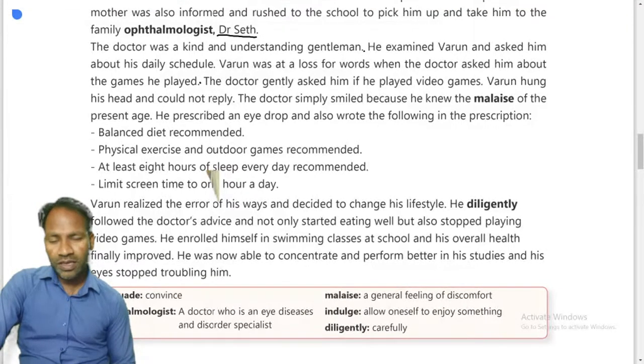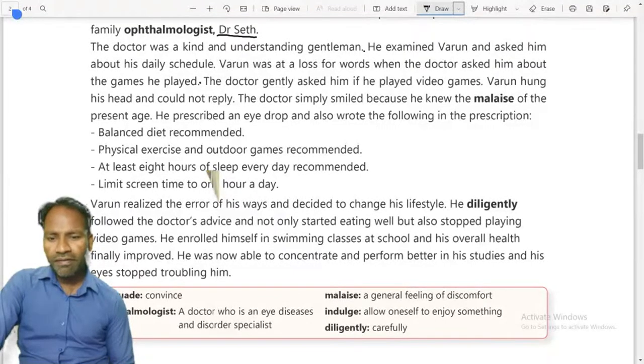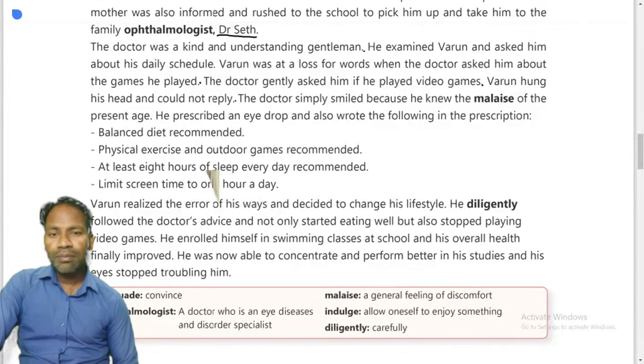"Beta, what is your daily schedule? What do you do? What is your daily routine? Which kinds of games do you play?" When the doctor asked him about video games, at that time he hung his head. He had no answer for the doctor, who gently asked if he played video games. Varun hung his head and could not reply. The doctor understood that the child plays more and more video games. Actually, his burning sensation in the eyes was only because of virtual gaming screen time.